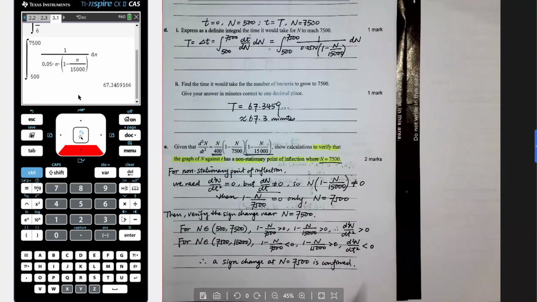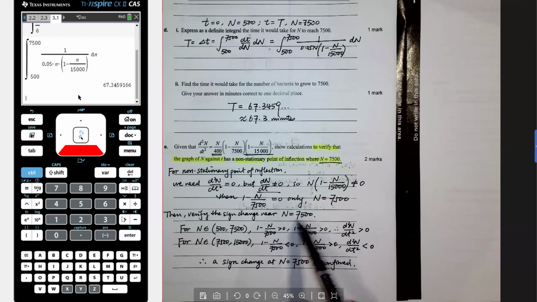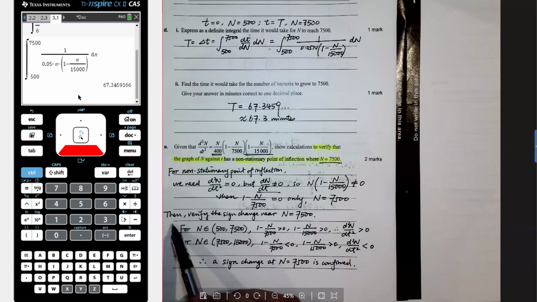Okay. The question says show calculations. Yeah, you could say this is a calculation, but do they really mean choose a suitable value, let's say 5,000, sub in here, get a positive value, and choose let's say 10,000, sub in here, and get less than 0? I'm not entirely sure, but I think this is a decent way to verify the sign change according to the intervals of values in the context, okay? Anyway, I'm gonna move on.